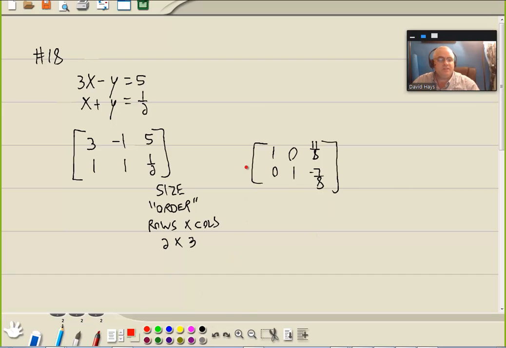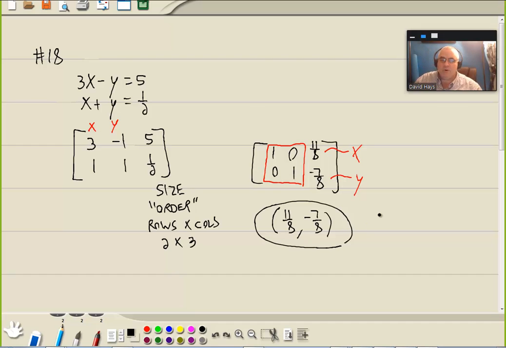Now 2 equations and 2 variables. Your first 2x2 square here should be a diagonal of 1, 0, 0 else, which it is. If that's the case, this will be x and this will be y. If you're wondering about the order of the answers, it's the same order as our columns. We put our x values here and we put our y values here. So our answer is going to be 11/8, comma, -7/8.